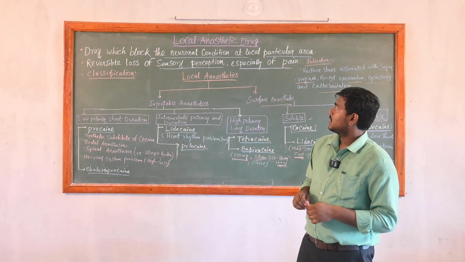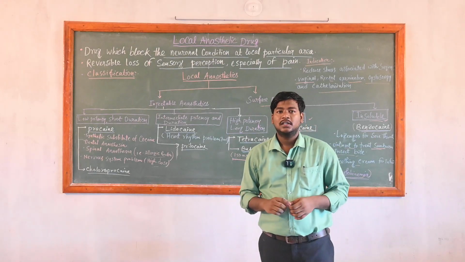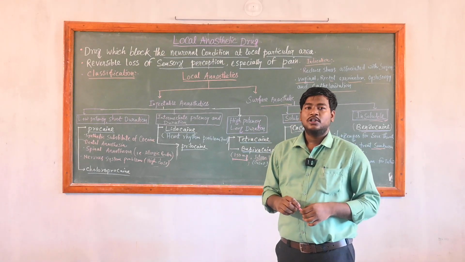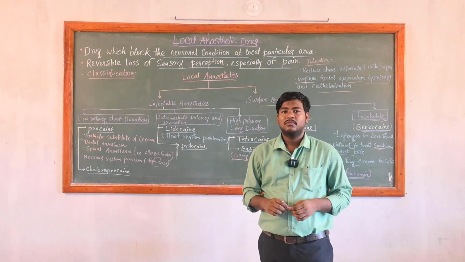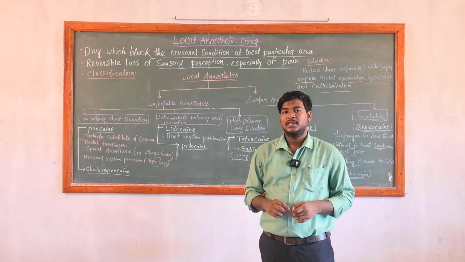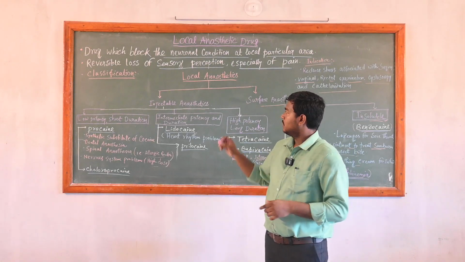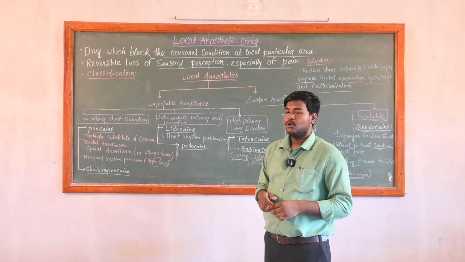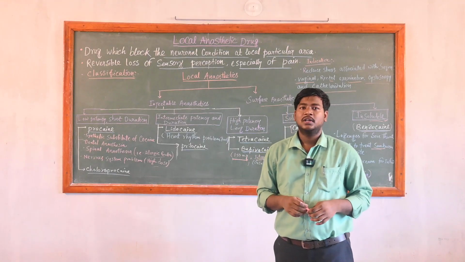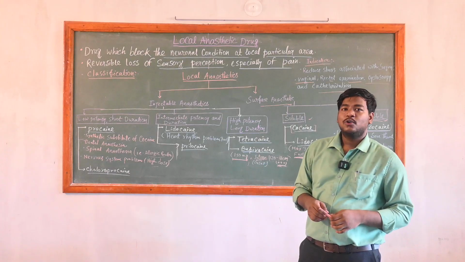So if we summarize the whole thing, local anesthetic means temporary loss of sensation in a particular area of the body without affecting consciousness. But in case of general anesthetic, it shows anesthesia in the whole body and the patient becomes unconscious. So this is all about local anesthetic drugs.